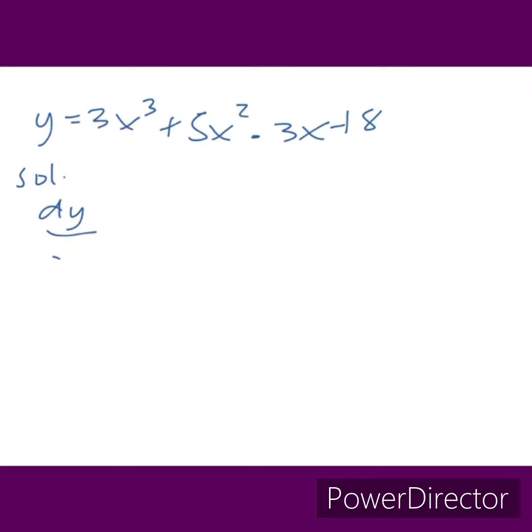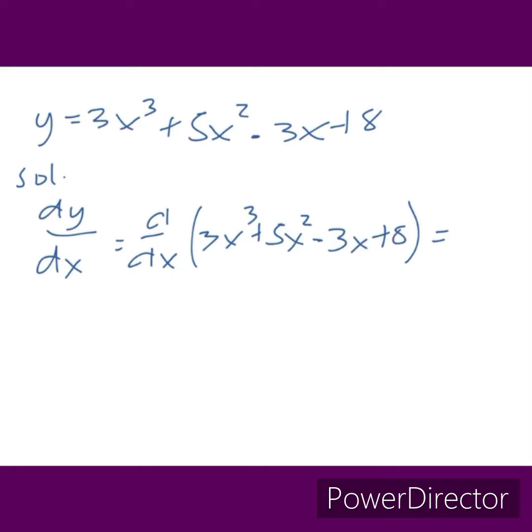Let's try an illustrative example. Find the derivative of y is equal to 3x cubed plus 5x squared minus 3x plus 8. Solution. The derivative of 3x cubed plus 5x squared minus 3x plus 8 is equal to 9x squared plus 10x minus 3.